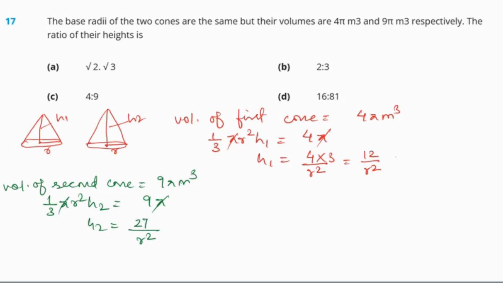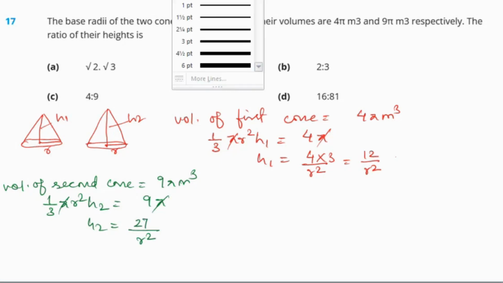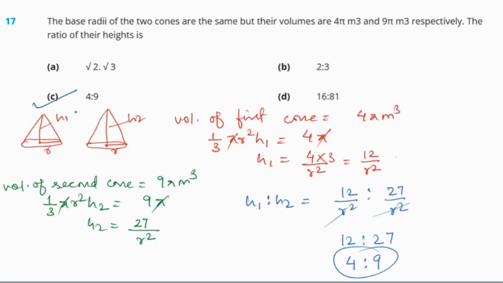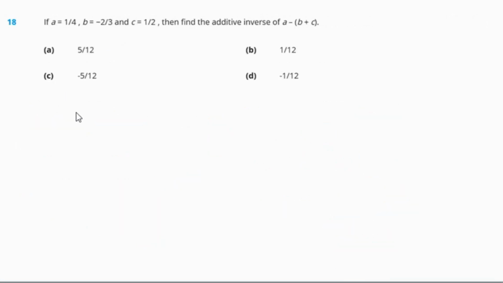Correct? Now, the question is asking about the ratio of their heights. The ratio of their heights will be h1 ratio h2. So we need to figure out 12 by r square ratio 27 by r square. We can cancel out r square, so 12 ratio 27. We will be getting 3 4s are 12, 3 9s are 27, so 4 ratio 9 we are getting. So option C. Got it?